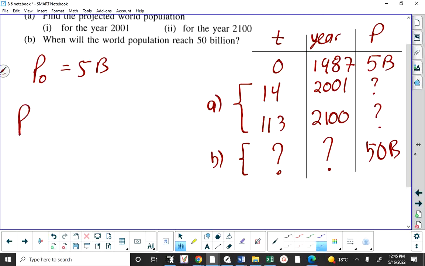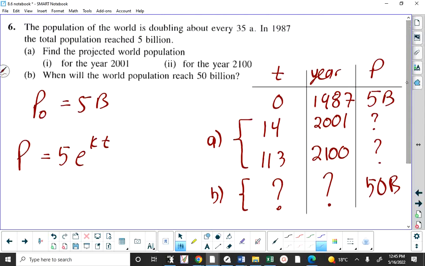We have the formula population equals 5 billion times e to the kt, but we need to know the value of k. Now, I don't think this came up, but this first data point where I have t equals 0 and p equals 5, you can't use that to find k. Because if you put 0 in for t, that e to the kt becomes e to the 0 and k is gone. So we need to create a new data point based on this information.